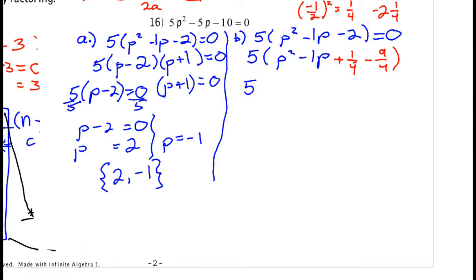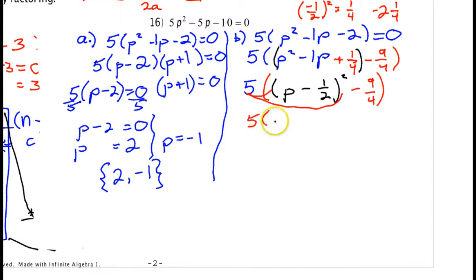So we have 5 times p minus 1/2 squared. Bring that down. Then don't forget to distribute that 5 back. So we have 5 times p minus 1/2 squared, and negative 9/4 multiplied by 5 gives us negative 45 over 4. And all of this equals 0.